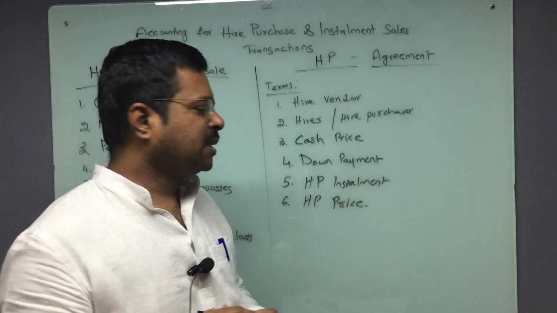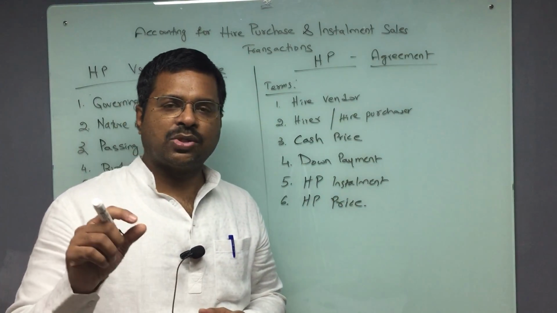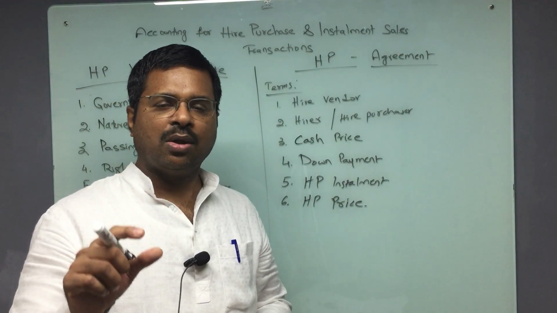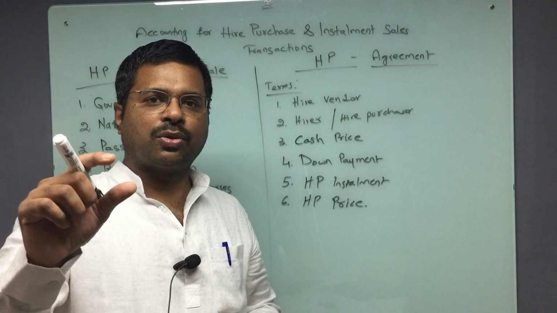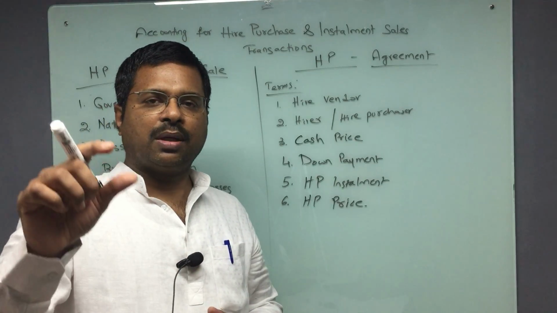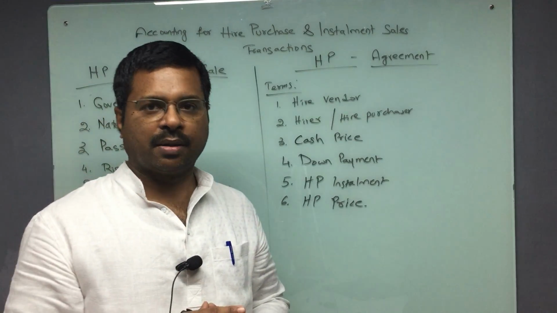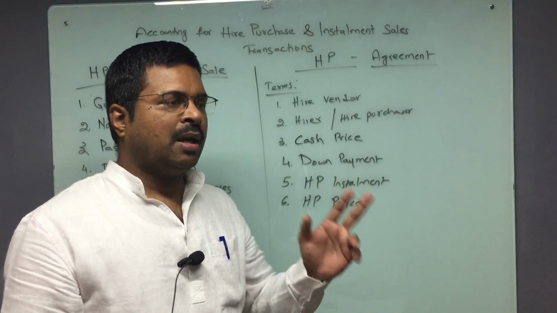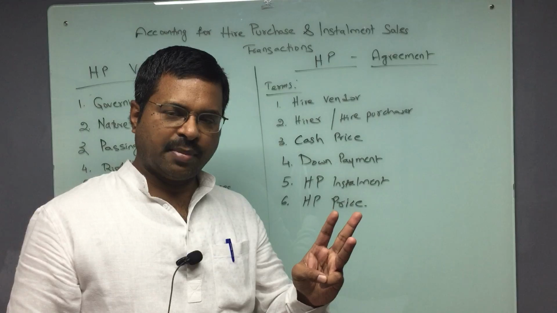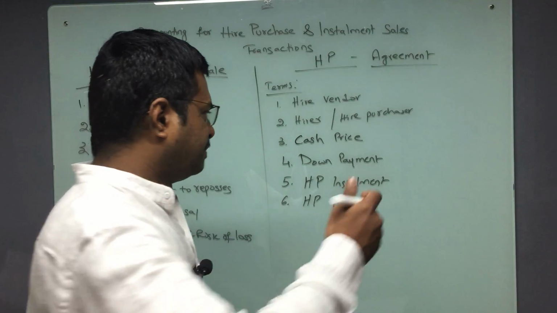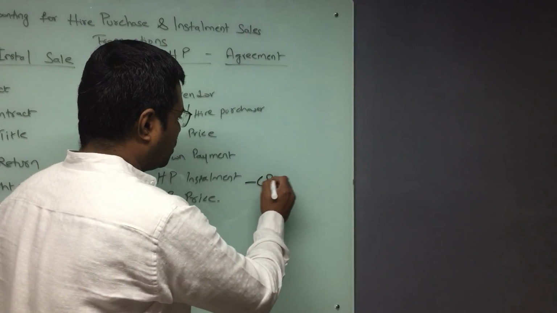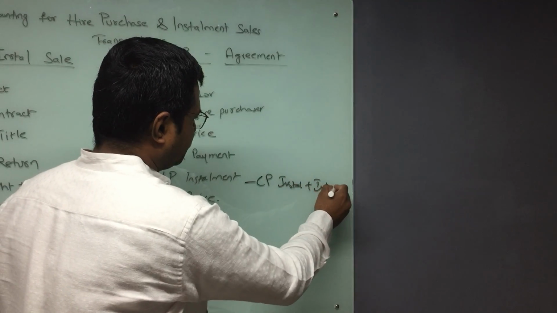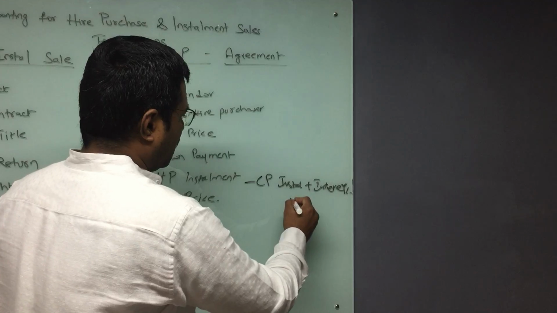And what is hire purchase installment? Hire purchase installment is the amount which is paid by the hire purchaser over a period of time in particular installments, I mean in particular intervals of period. Okay, and this hire purchase installment contains cash price of installment plus interest in each installment.